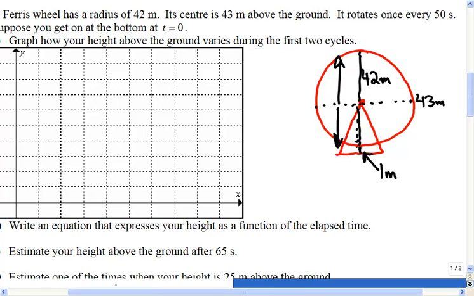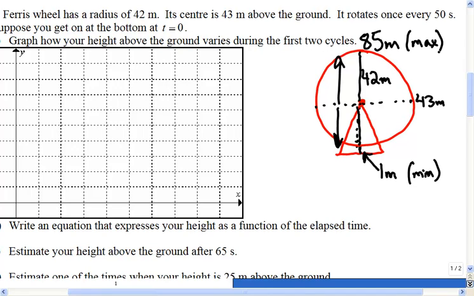So what's the tallest part that this rider will hit on the ride? 85 meters. So this height right here is 85 meters. Okay. And what's the most boring, the lamest, the lowest spot on this graph? 1 meter. So that would be our minimum.